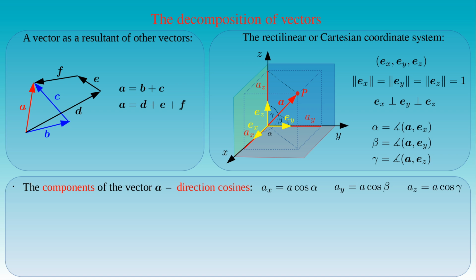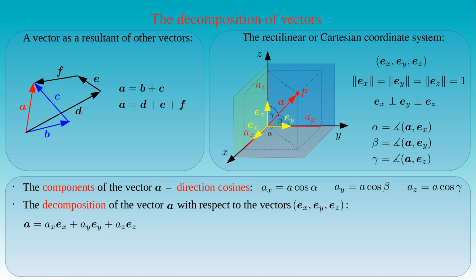The cosines of the angles alpha, beta, and gamma are called directional cosines, since they determine the direction of the point P with respect to the axes of the coordinate system. Then the decomposition of the vector A with respect to the coordinate basis vectors ex, ey and ez is the linear combination Ax times ex, plus Ay times ey, plus Az times ez. Since the coordinate basis vectors are fixed, the vector A is completely determined by the coordinates Ax, Ay and Az. This linear combination is called the basis expansion of the vector A, or we say that the vector is expanded in the basis ex, ey and ez.